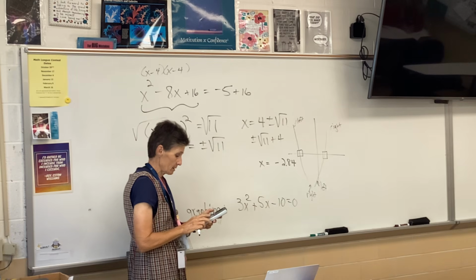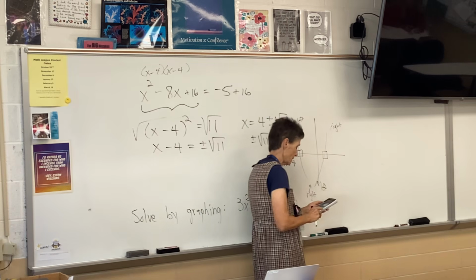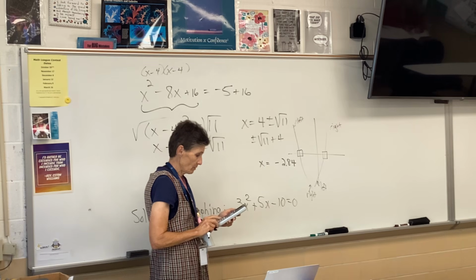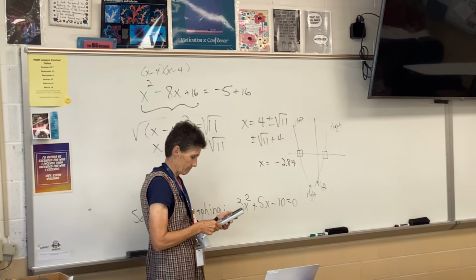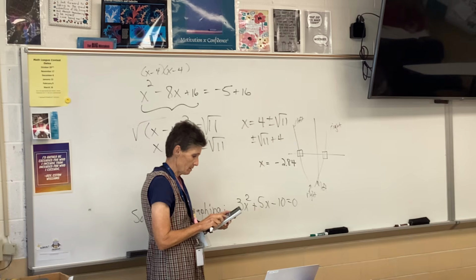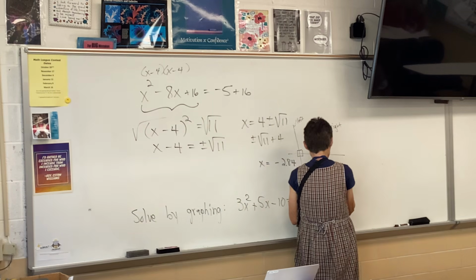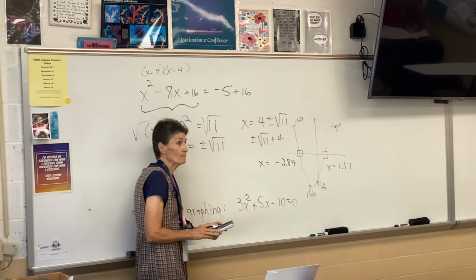So second trace 0. Moving my cursor so it's somewhere over here. Let's enter. And over there. And for that one, I got x equals 1.17. How about you? Does that sound right?